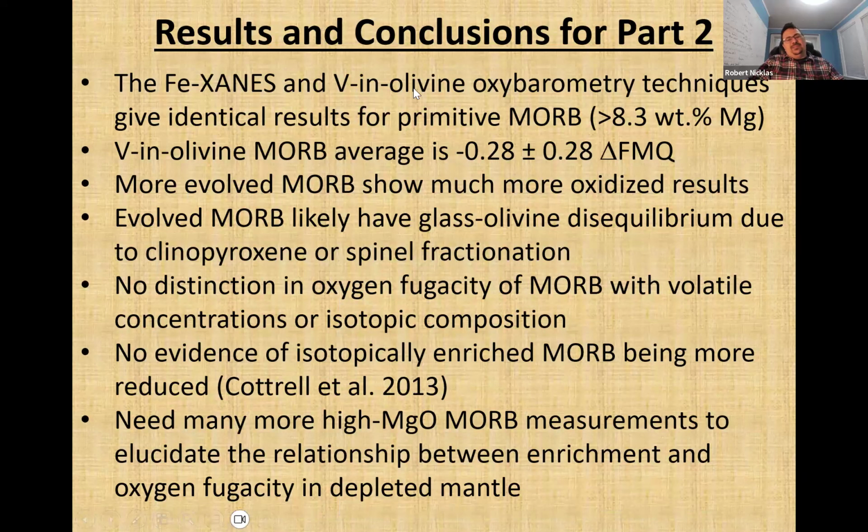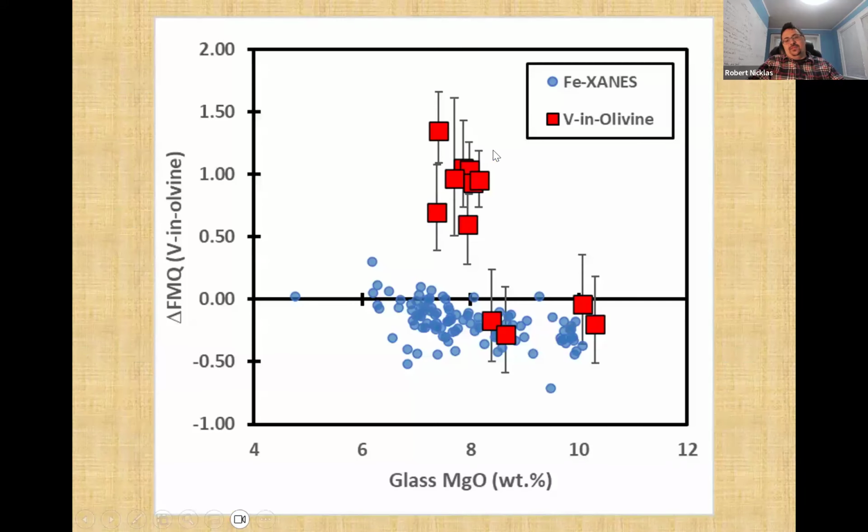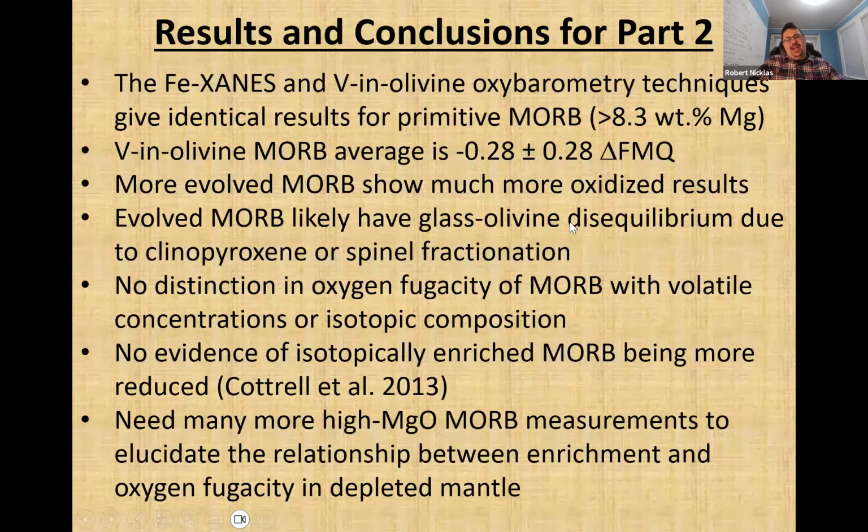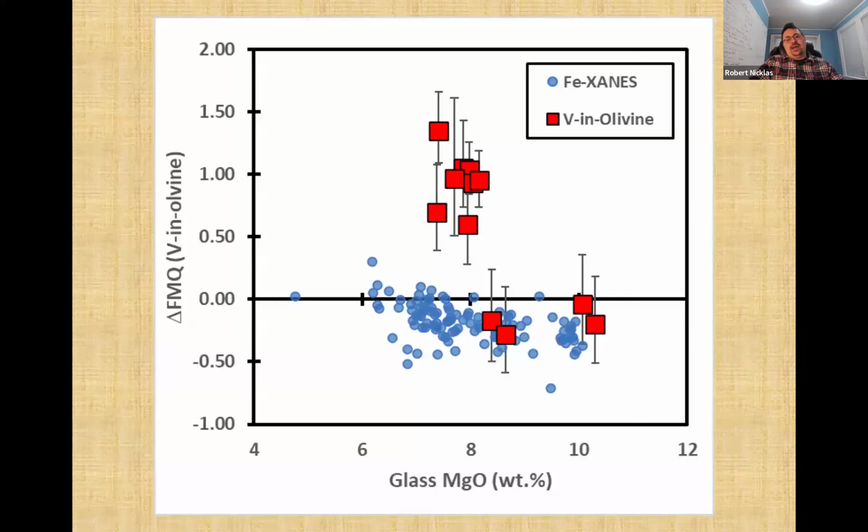So this is basically most of what I just said. The methods match for primitive MORB, and the 4 data that match with primitive MORB give an average that overlaps with the Zanes average. So more evolved MORBs show more oxidized results. I don't think this is real. I think this is an analytical artifact right here.